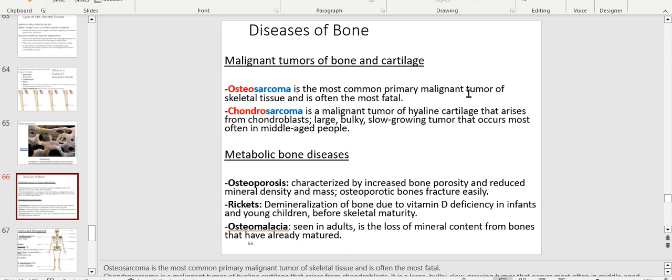Metabolic bone diseases: osteoporosis, rickets, osteomalacia. Osteoporosis is characterized by increased bone porosity and reduced mineral density and mass of the bones. Bones will fracture easily. Rickets is demineralization of bones due to vitamin D deficiency in infants and young children before skeletal maturity. Devastating disease. Osteomalacia, seen in adults, is the loss of mineral content from bones that have already matured.